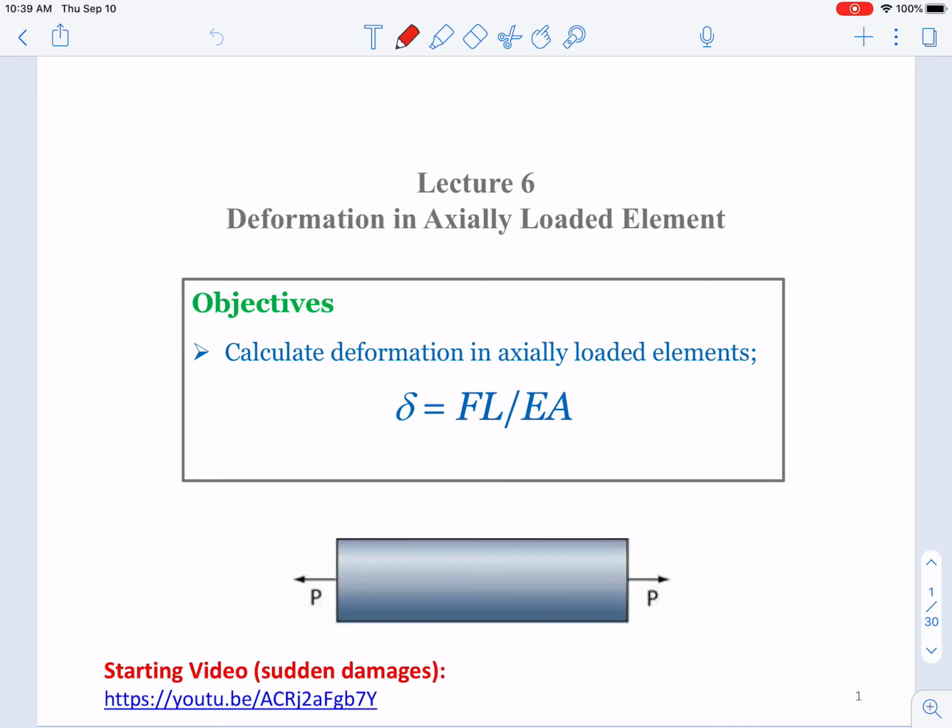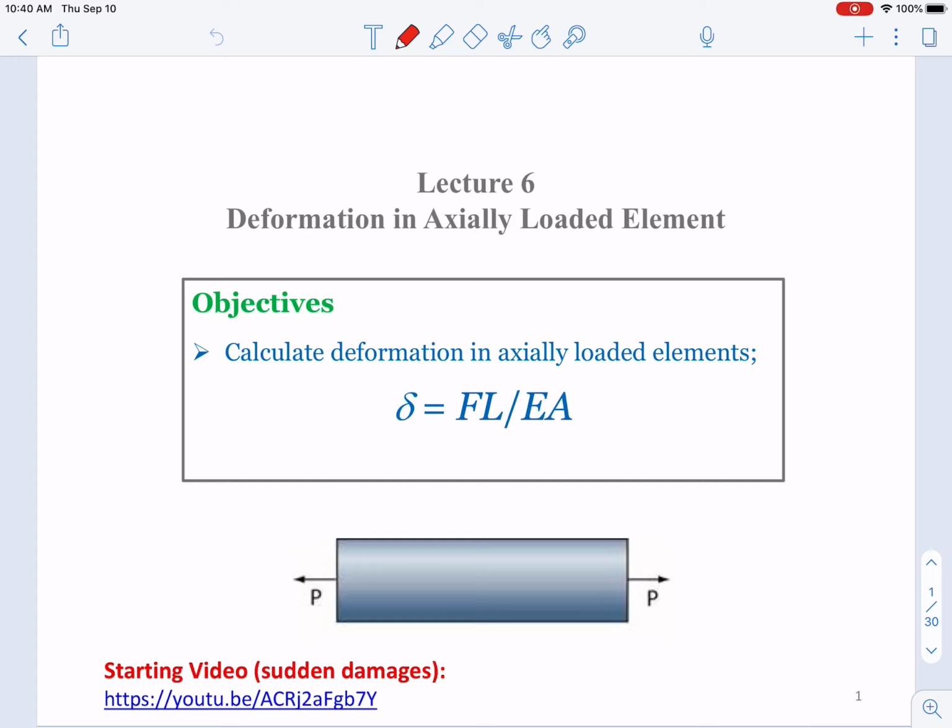The video I featured today is not a music video. It's a collection of sudden damages of bridges due to different reasons. So far, in chapter 2, we have talked about how to design simple structural elements based on strength criterion. This video just shows you why we need to do the designs and how important a good design is.